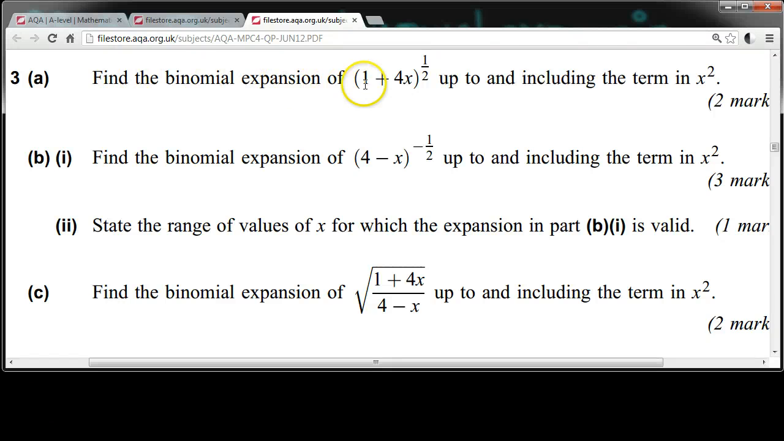Find the binomial expansion of (1 + 4x)^(1/2), up to and including the term in x squared. Find the binomial expansion of (4 − x)^(−1/2), up to and including the term in x squared. State the range of values of x for which the expansion in part B is valid. Find the binomial expansion of this, up to and including the term in x squared.